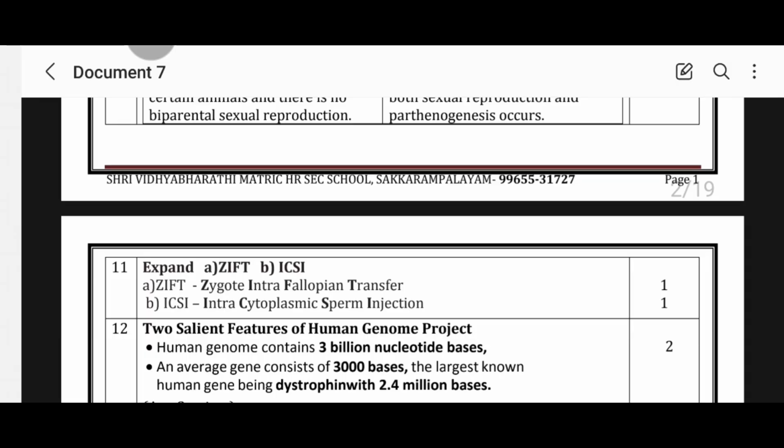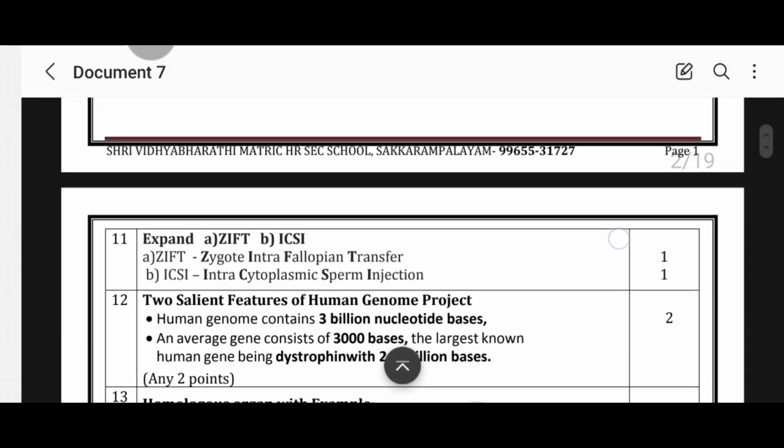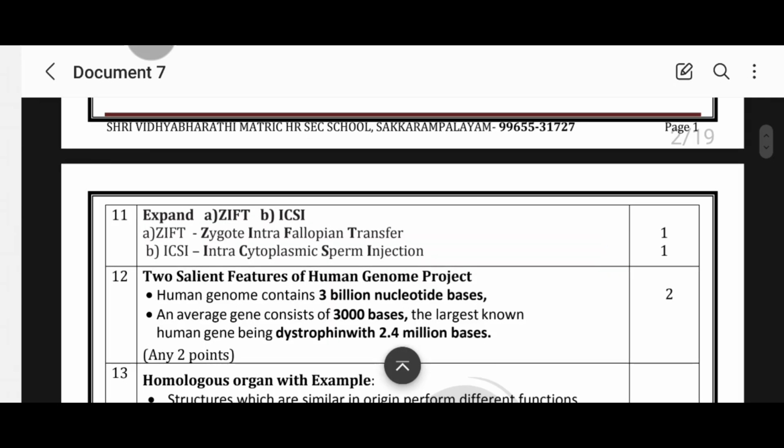Intracytoplasmic sperm injection, 1 mark. Totally 2 marks. Question number 12. It is one of the previous year questions, taken from chapter 5. We have nearly 10 salient features in the Human Genome Project. We have to write any 2 salient features. It is enough for 2 marks.